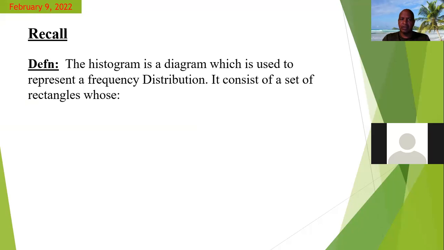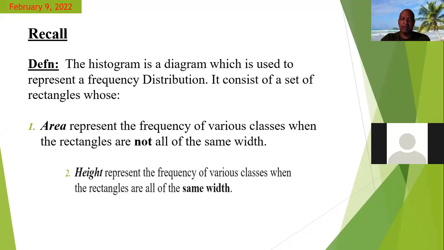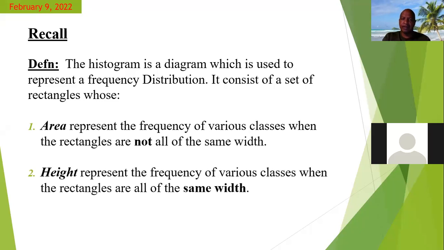So that really tells you that the histogram represents a frequency distribution. All right, so that diagram is what we're going to use to help us to find the mode. Now, there are 2 scenarios when it comes down to the histogram. We have one scenario where we use the area to represent the frequency, and the other scenario, we use the height of the rectangle bars to represent the frequency.